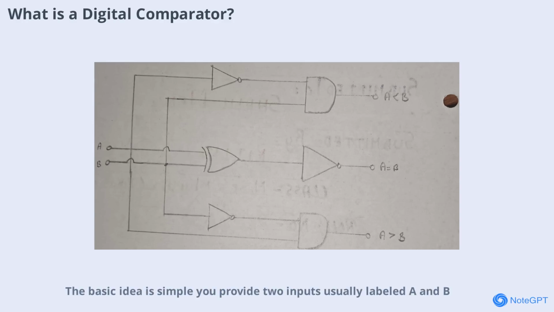You provide two inputs, usually labeled A and B, and the comparator gives you three outputs: A > B, A < B, and A = B. This logical decision-making is essential for automation and digital decision processes. Now let's see how this works in practice, starting with the simplest case, the 1-bit comparator.